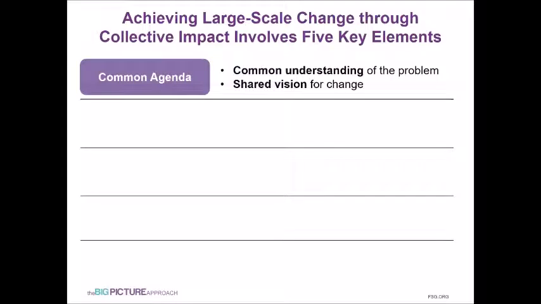So the first is the common agenda. This is where you have agreement among those cross-sector partners on not only what the problem is, but what the solution could be. So having that shared vision for change, having everyone anchored in the importance of working together to solve a complex issue. The common agenda is super important to make sure everyone's on the same page, and that you come back to it over time to make sure you're rooted in what's best for the community, not just for individual organizations.